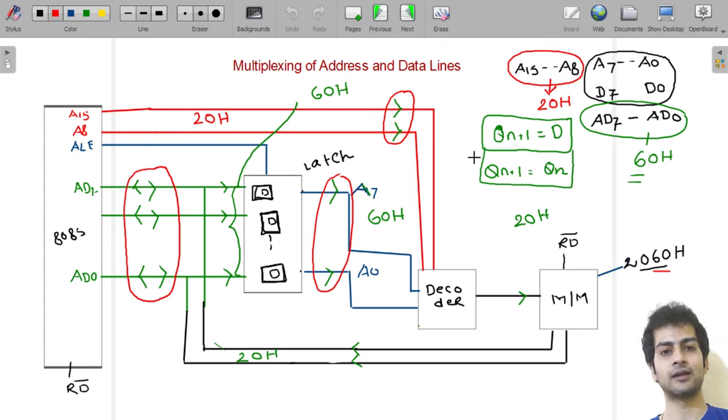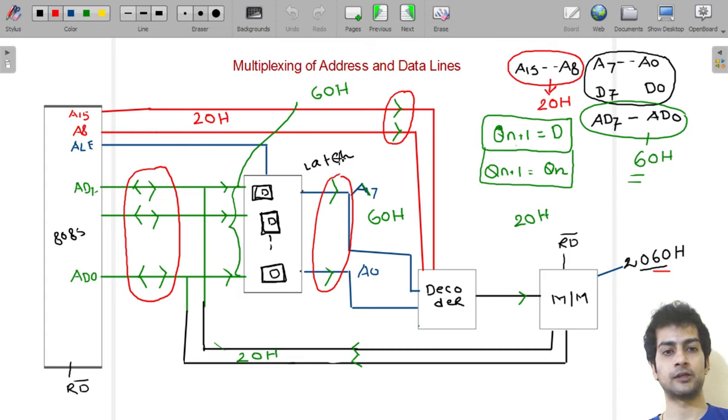I think now after this much explanation, it is clear to you how we are doing multiplexing of address and data lines. What was the role of this latch? This is an external module which is connected with the microprocessor.